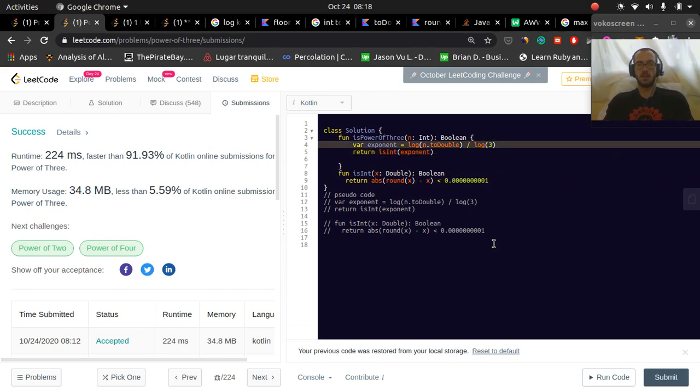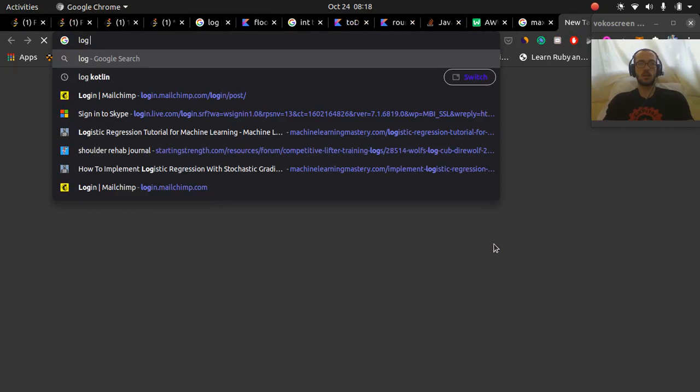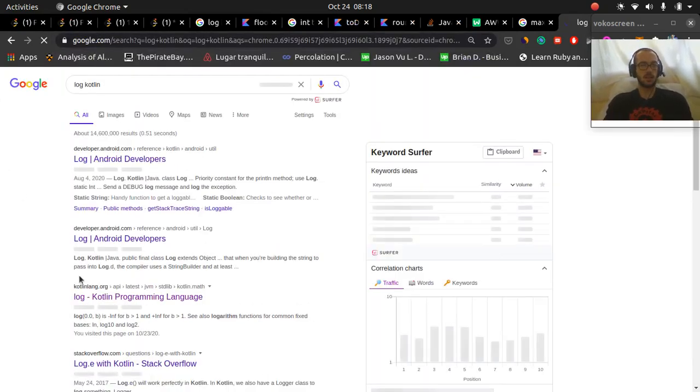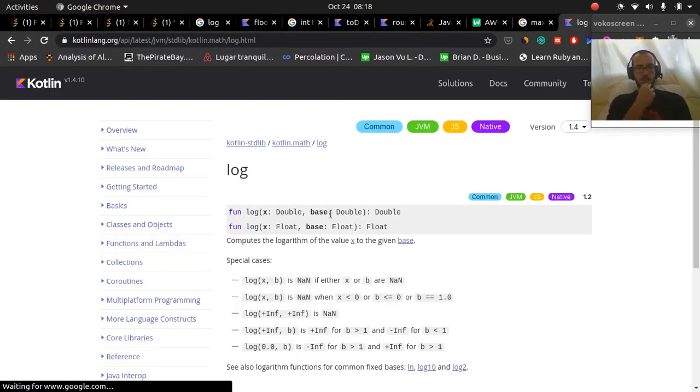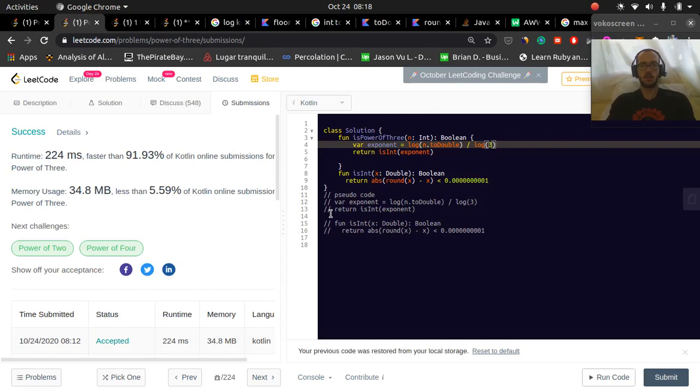All right. So log in Kotlin, there's two variables, an x and a base. X and base. Okay. So we'll just do base 10. And the base is a double. So 3.0. 10.0. Okay.